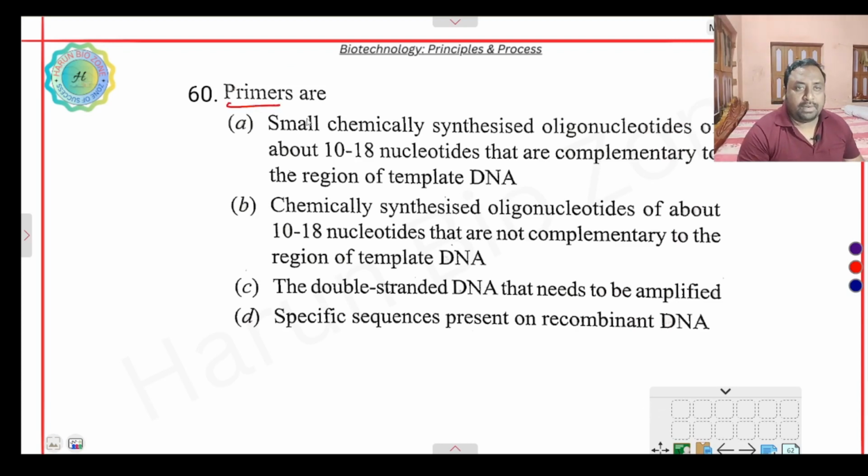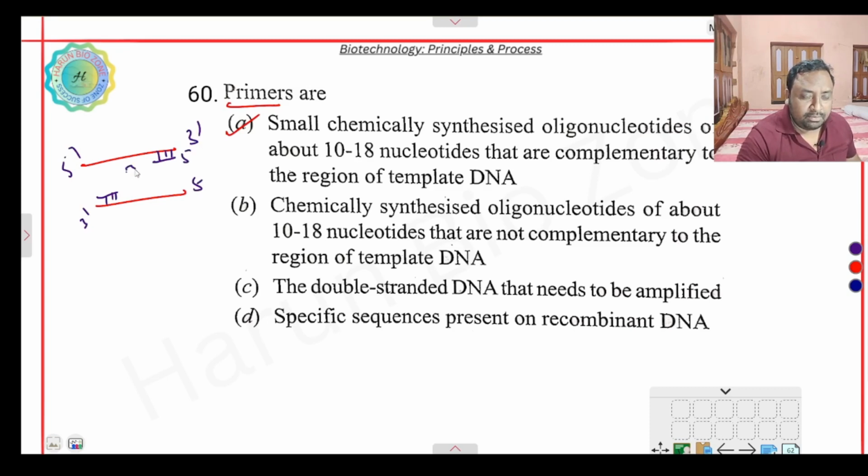Next is, what is a primer? A primer is a small chemically synthesized oligonucleotide of about 10 to 18 nucleotides that is complementary to a region of the template DNA. Okay, suppose this is the DNA, this is the template, and this is the primer. Suppose this is 5 prime to 3 prime and 3 prime to 5 prime.